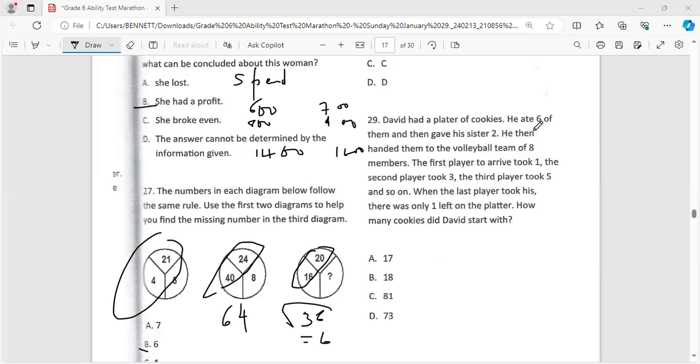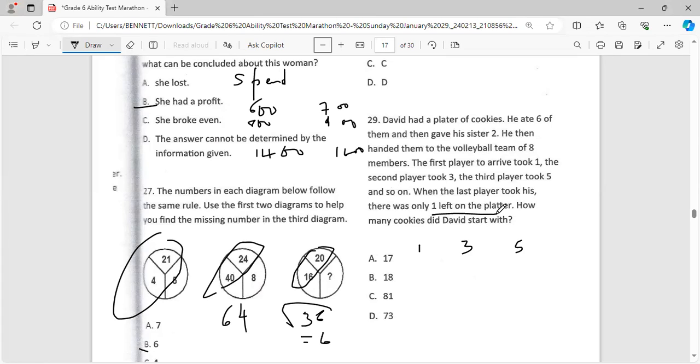David had a platter of cookies. He ate 6 of them, and then he gave his sister 2. He then handed them to the volleyball team of 8. The first player took 1. Second player took 3. Third player took 5. And so on. The last player took his. When he left that, 1 was left. How many did he have to begin?